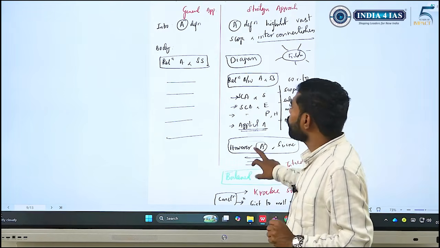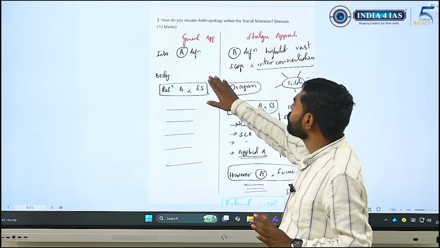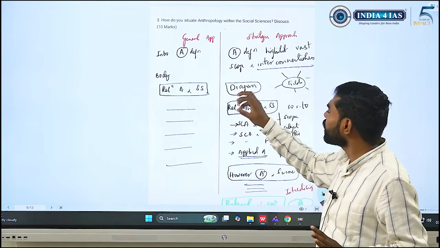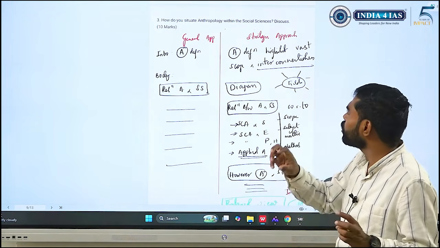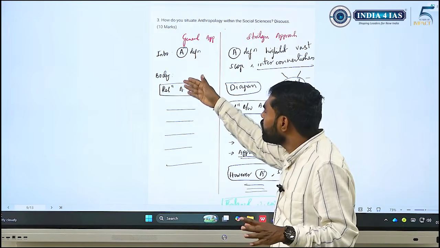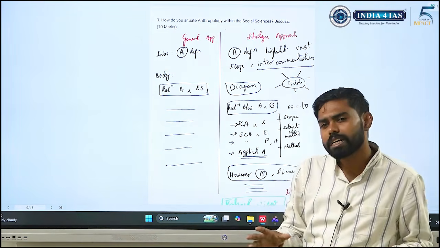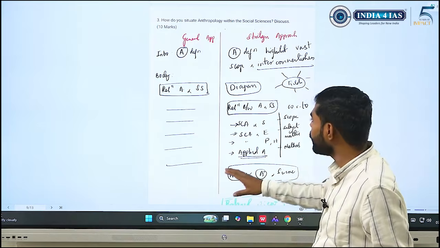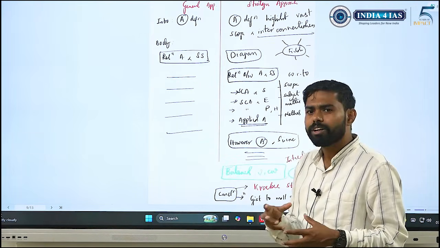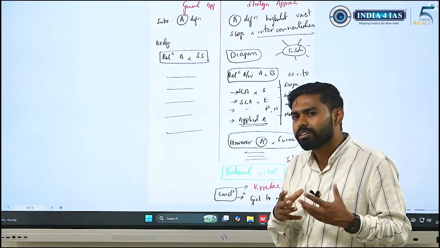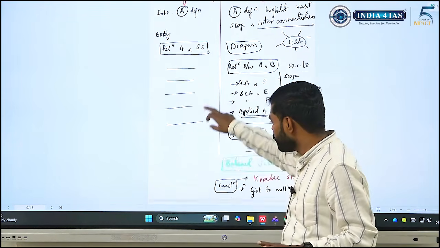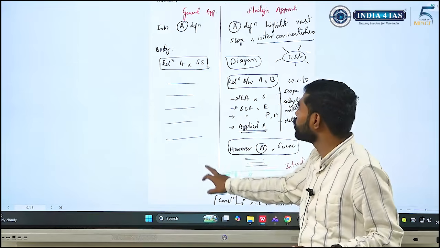We know what the general approach used to be: define anthropology, or give an introduction in context of anthropology and how it is related to social science, and then list out how anthropology is related to social science. This is a very basic approach which any beginner answer writer, or anyone who has not read or made structured notes, would write. So this would be the basic approach. Sorry, I didn't write a conclusion here.